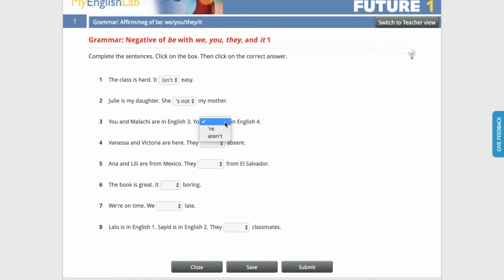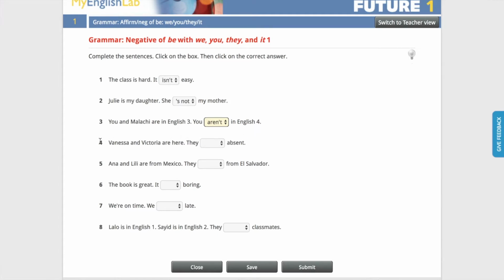Number 3, you and Malachi are in English 3. If you and Malachi are in English 3, then you aren't in English 4. Because you can be 2 people, and we have you and Malachi. So 2 people aren't in English 4. They're in English 3.